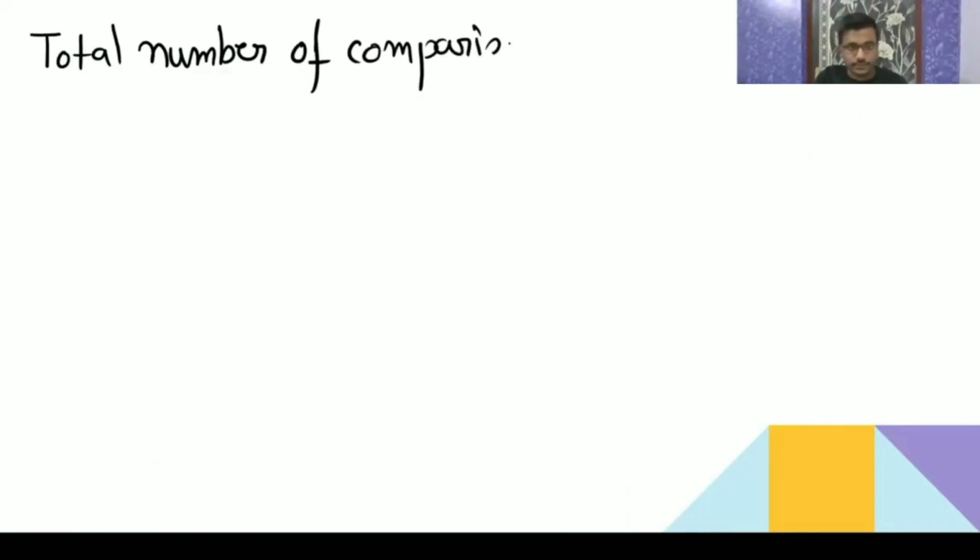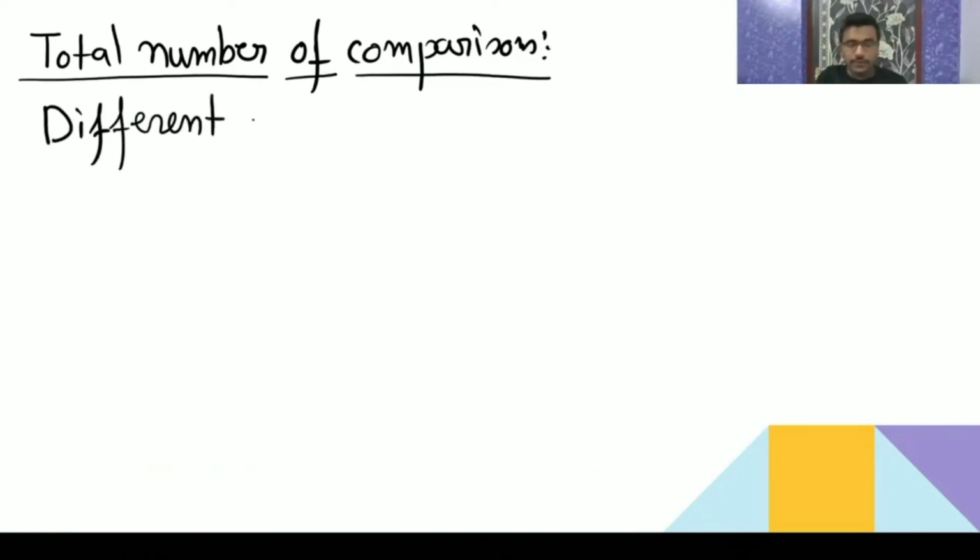Now tell me the total number of comparisons. Okay, so now the total number of comparisons we will find. It is going to be different for even and odd n. It is going to be different if the array size is odd, and if the array size is even, then also it is going to differ.